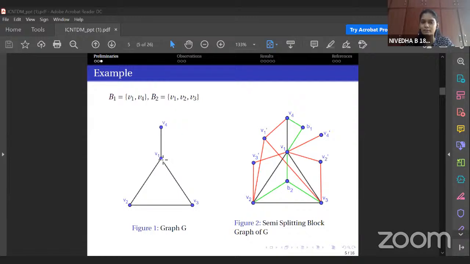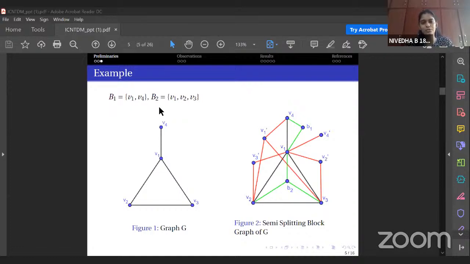Suppose for the vertex V1, a new vertex V1 dash is introduced and it is made adjacent to the neighborhood of V1. So the neighborhood of V1 here is V2, V3 and V4. So it is made adjacent to V2, V3, V4. Similarly, for all vertices in G, a new vertex is introduced and it is made adjacent to its neighborhood.